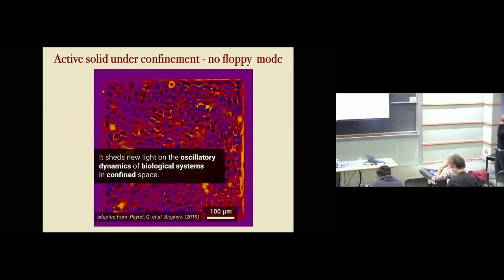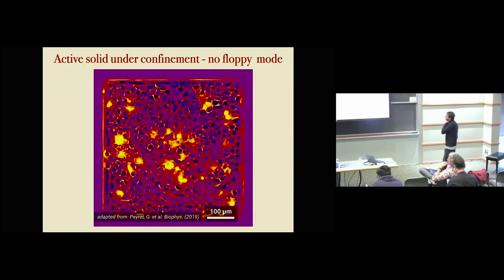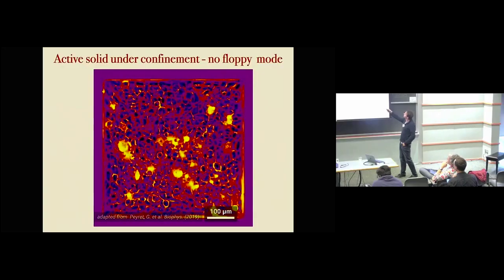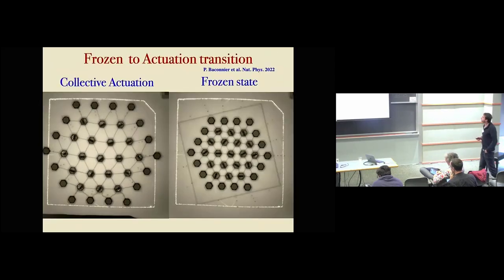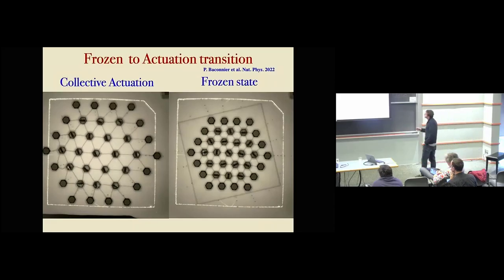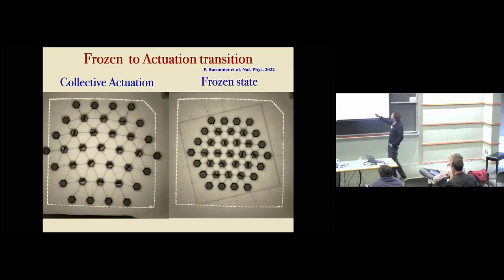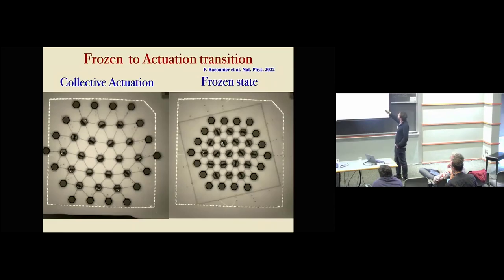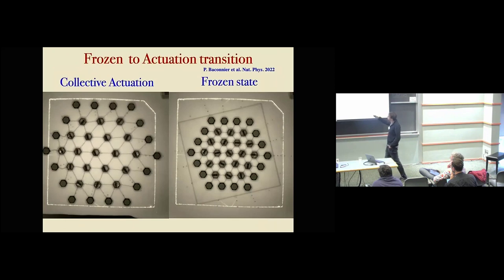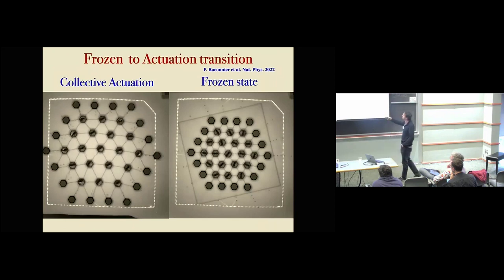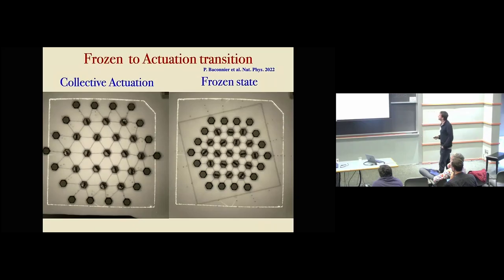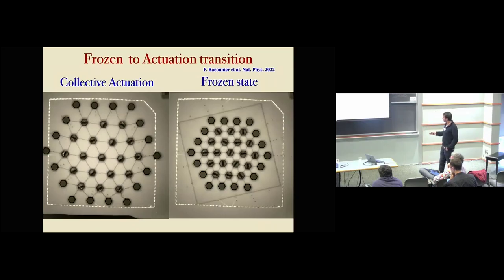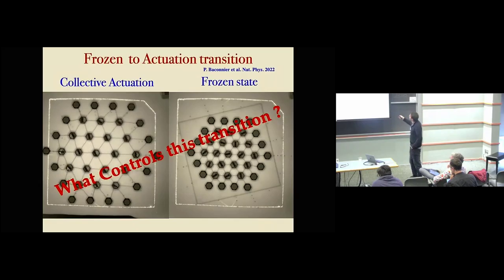Okay, so now let's move to the case where we don't have any floppy mode. If we don't have any floppy mode, we have an active solid under some confinement. As we can see here, we observe this sustained oscillation. Now, in our system, what we observe is a very nice transition between a frozen state, that is this one here, to an active actuation state, where the system performs this sustained oscillation, or active actuation, as you prefer. So the question is, what controls this transition?